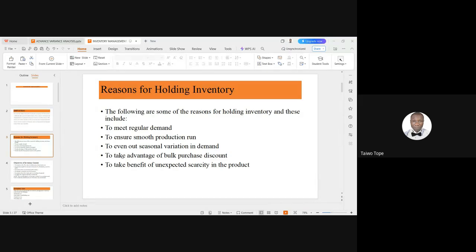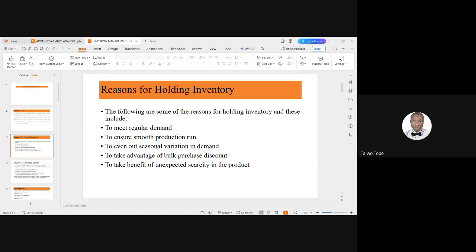And to take benefit of unexpected scarcity in the product. So when there is a forecast that this raw material will go into scarcity in some months to come, one of the ways is for you to quickly stock your warehouse with the required quantity that will take you through the period of scarcity. Yes, so that you will not be out of business within that period. So these are some of the reasons why we hold inventory.